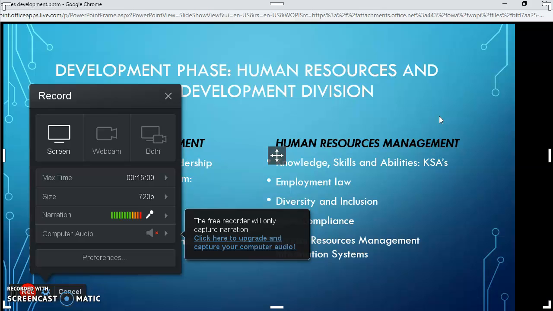The human resource management portion will include instruction, both classroom and online, on critical knowledge, skills, and abilities for new supervisors, which will include areas such as employment law, diversity and inclusion, ADA compliance, and human resources management information systems.